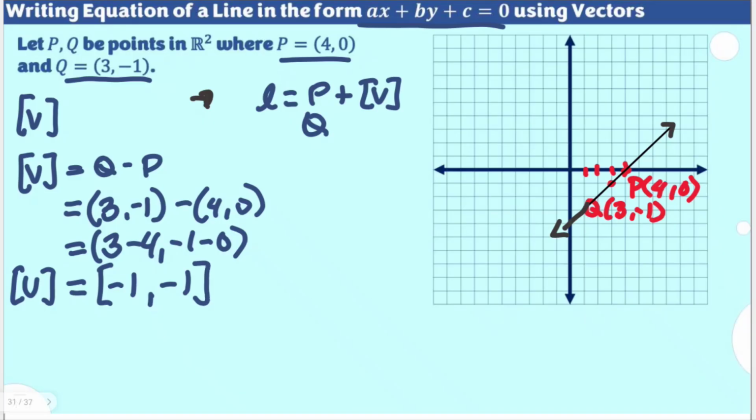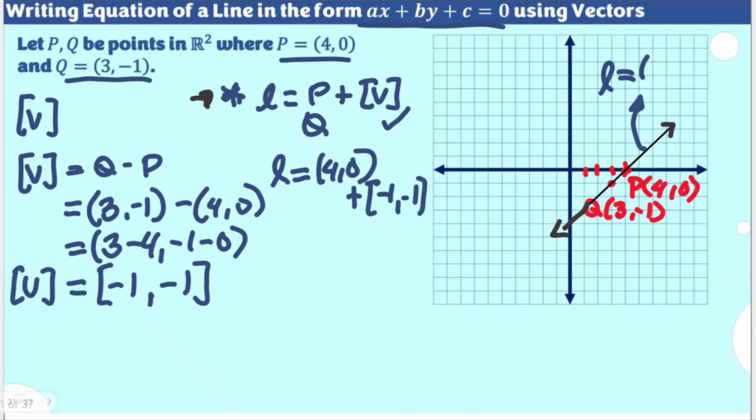This is the direction vector, and since we already have this one, if you would like to stick to this, the equation of this line here, using P plus vector v, you could have here, using your P, L is equal to (4, 0) plus your direction vector <-1, -1>. Or you could even use Q. They will have different forms, but since they have the same direction vector, let's just simply stick to that.